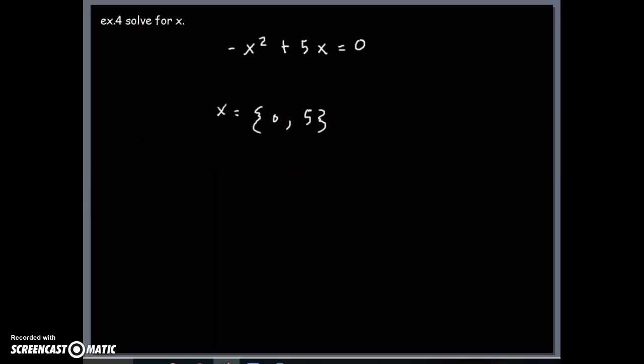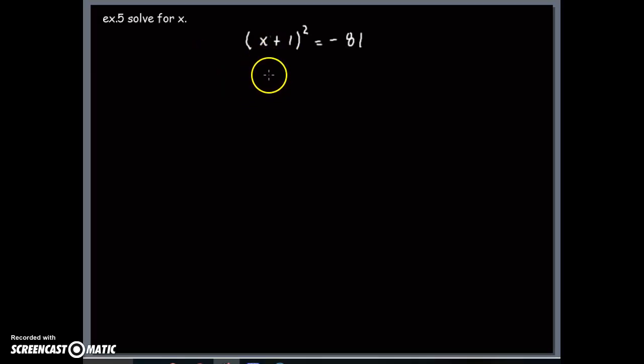Last example for today. Example number 5. And right now I can already tell if I was going to solve this algebraically, the first thing that I would do is take the square root of both sides, and I'm taking the square root of a negative number, so I already know that this is going to be an imaginary solution. So when we put this into the graphing calculator, I'm almost positive that it's not going to cross the x. But let's do it anyway. So we're going to add 81. That's the easier side to create the 0 on. And we've got x plus 1 squared plus 81.